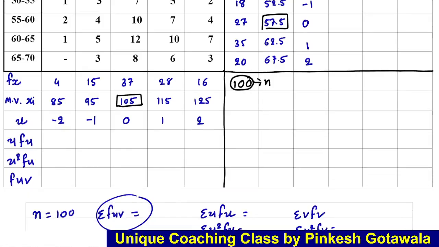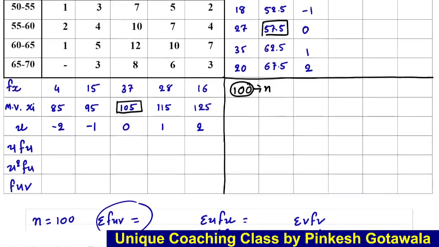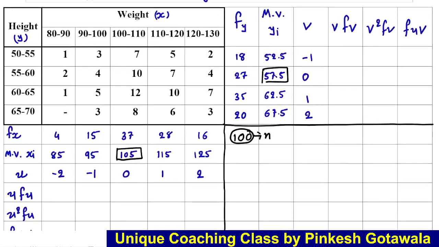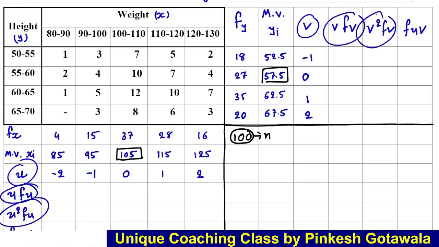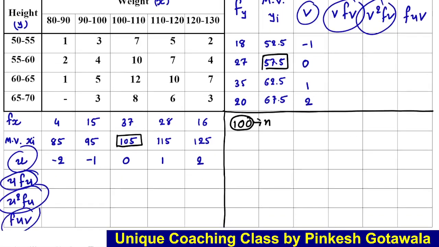The names of the columns. Again, let's remind you which is our first column and second column. Very simple, very easy. We have to prepare the column of frequency fx, fy, then we have to find out their mid values, that is xi and yi. Mid value is done. And next column, that is u v. Then here frequency is given, so u and v multiply with their own frequency, ufu, vfv. Then square, u square fu, v square fv, and last fuv. Here fuv is prepared on both sides.